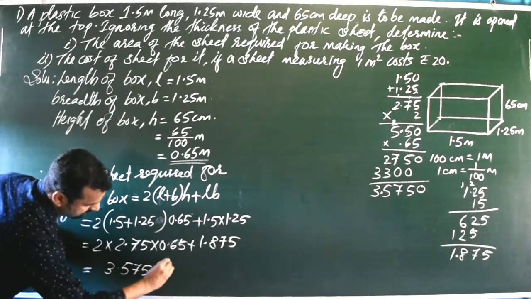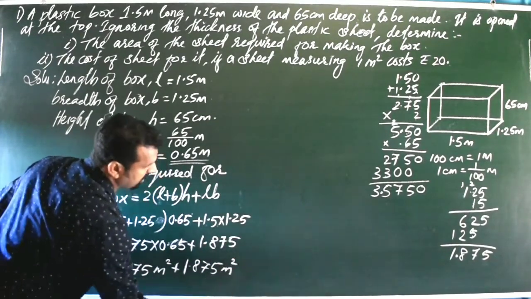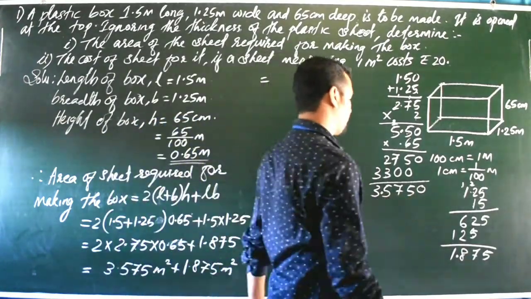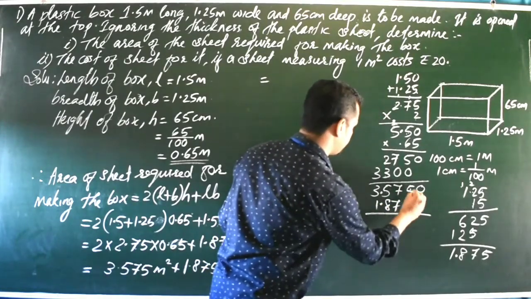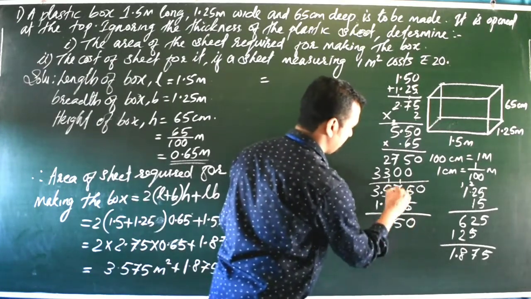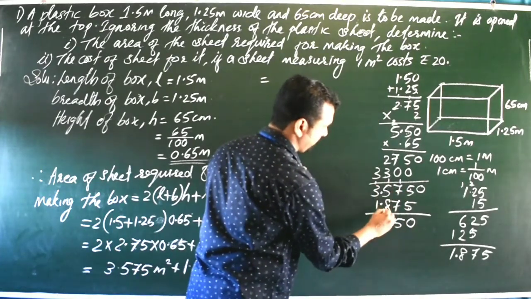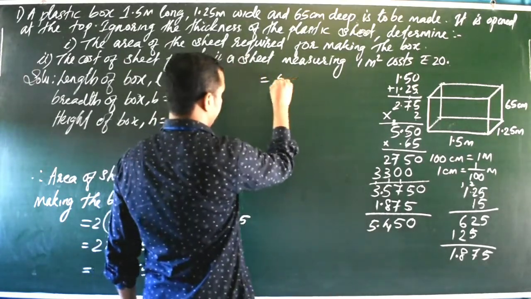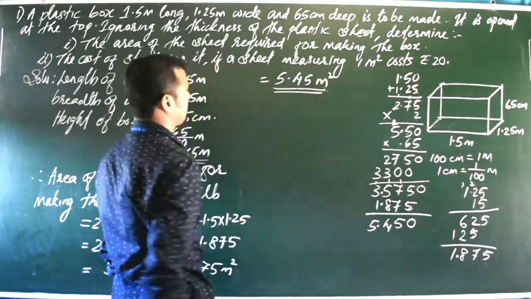3.575 meter square plus 1.875 meter square. Now add it. That is equal to 3.575 plus 1.875. 5 plus 5, 10, 0, remainder 1. 7 plus 7, 14 plus 1, 15, 5, remainder 1. 8 plus 5, 13 plus 1, 14, 4, remainder 1. 3 plus 1, 4 plus 1, 5. So 5.450, we can write it as 5.45 meter square.